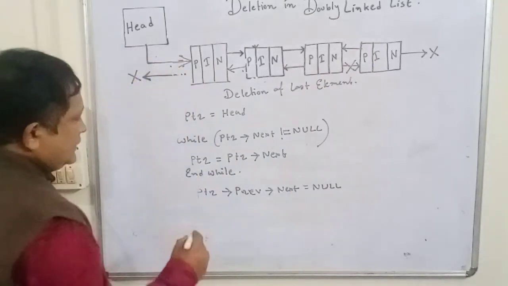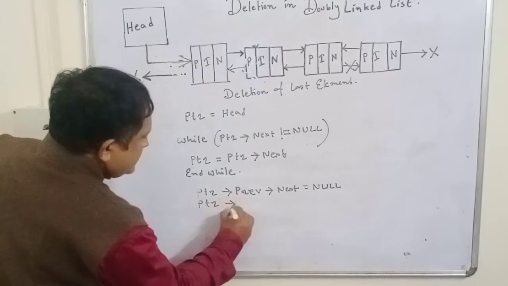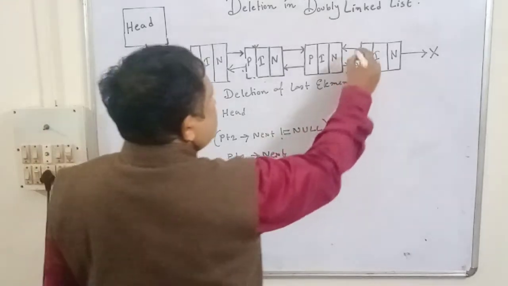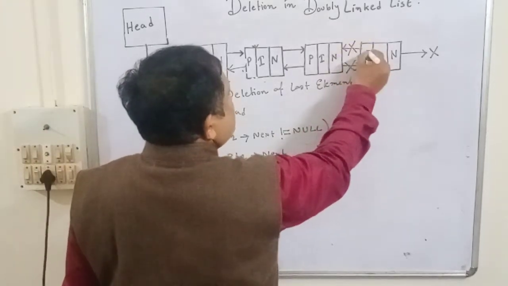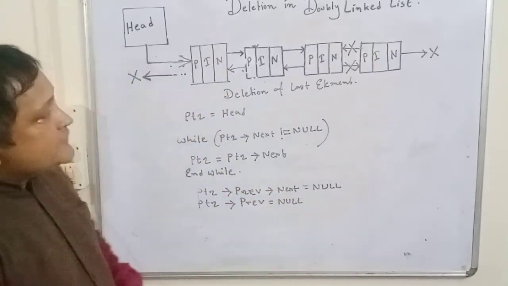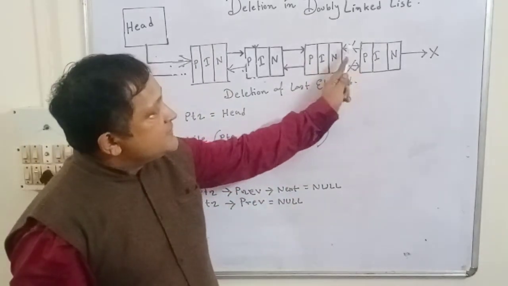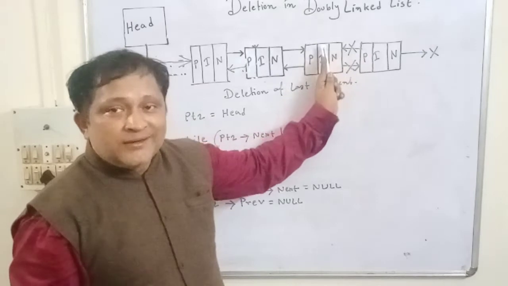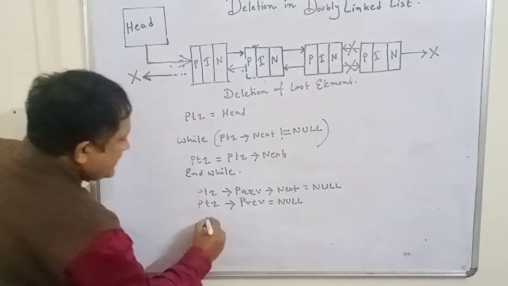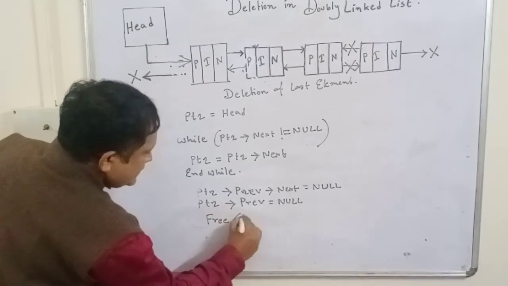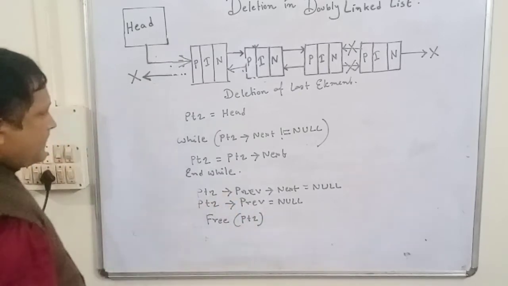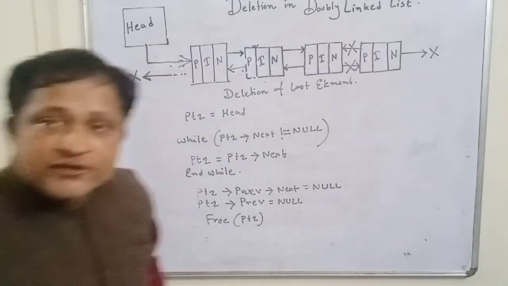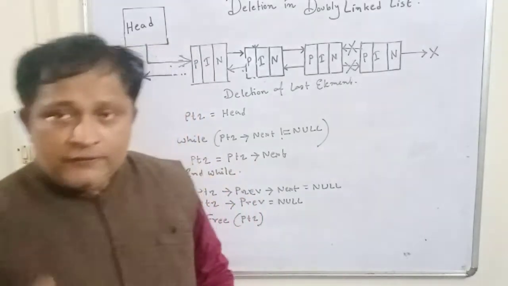Now PTR prev is equal to null. PTR is this one, the previous will be null. Means previous is not holding the address of the previous node. Rather, previous is holding the null value. Means previous part of PTR will point to none. So this connectivity also. Then free PTR. So this is the way we can delete an element from the last position of a linked list.